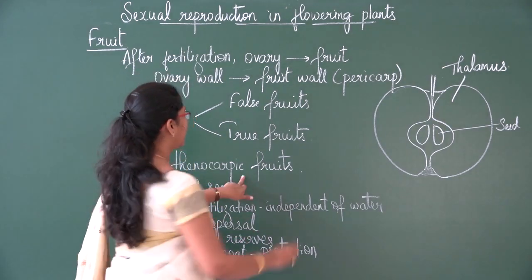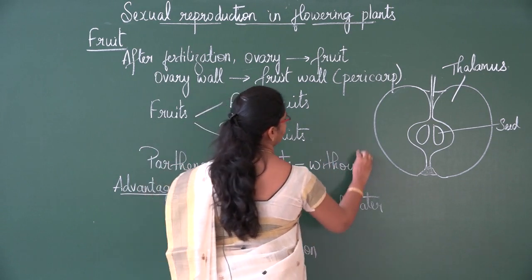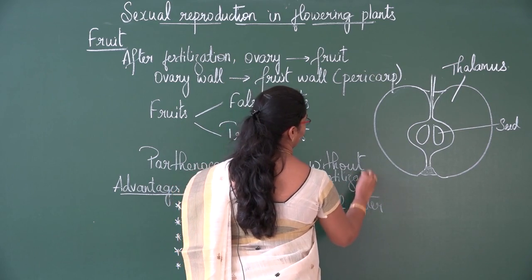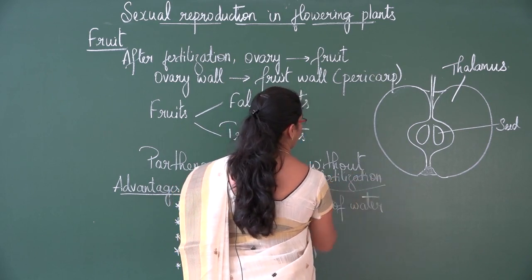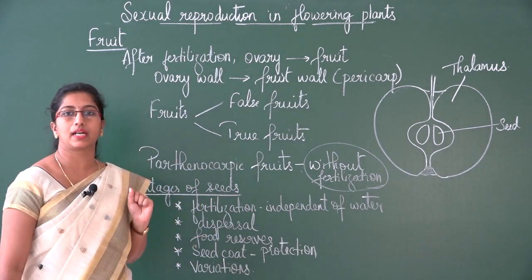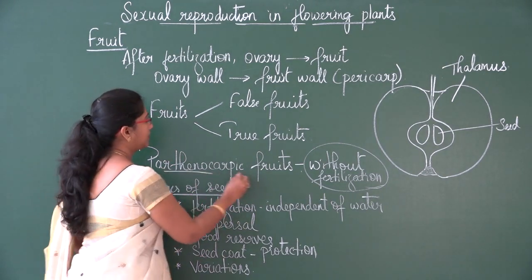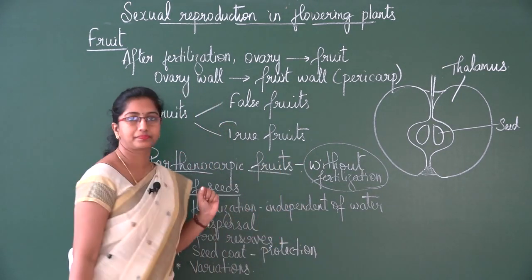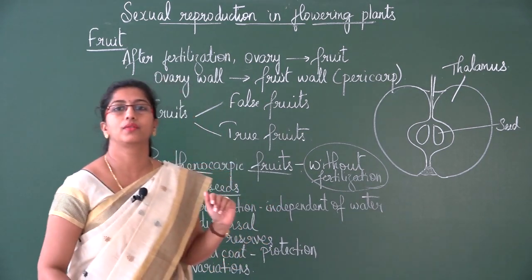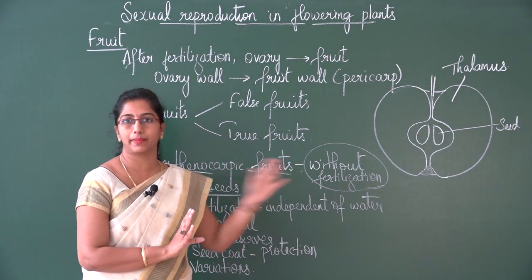So here fruits are formed without fertilization. Without fertilization, fruits are getting developed, and that type of fruit we call parthenocarpic fruits. Now in nature, we naturally see some such fruits; the best example is banana. So banana is a parthenocarpic fruit.